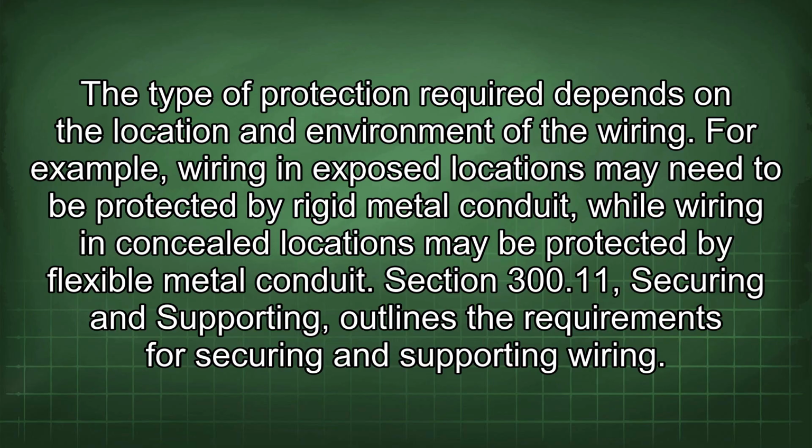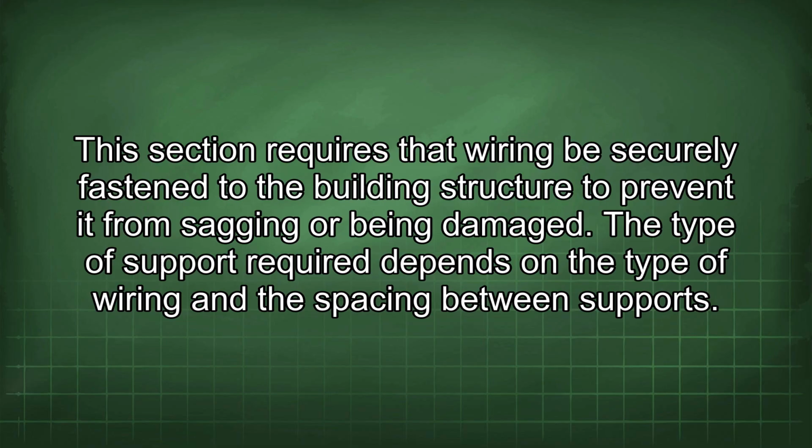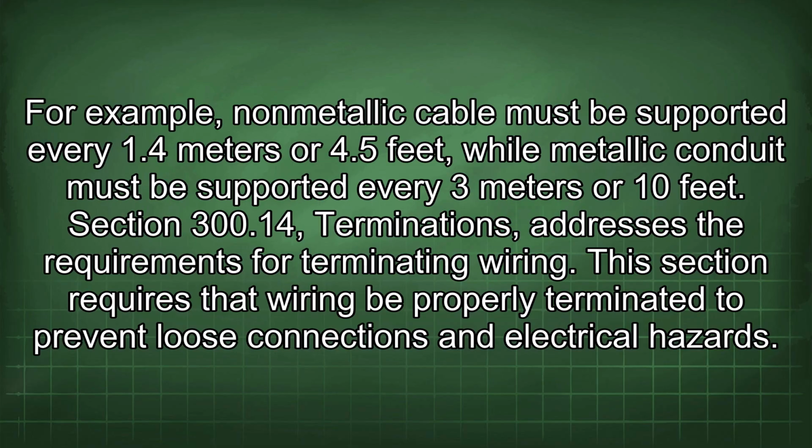Section 300.11, Securing and Supporting, outlines the requirements for securing and supporting wiring. This section requires that wiring be securely fastened to the building structure to prevent it from sagging or being damaged. The type of support required depends on the type of wiring and the spacing between supports. For example, non-metallic cable must be supported every 1.4 meters or 4.5 feet, while metallic conduit must be supported every 3 meters or 10 feet.